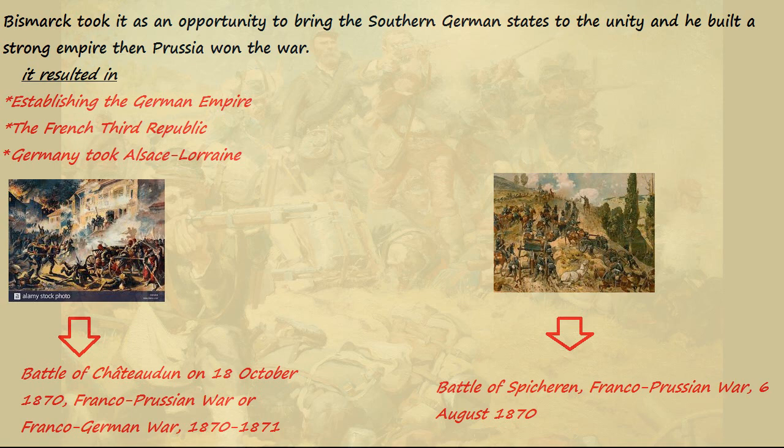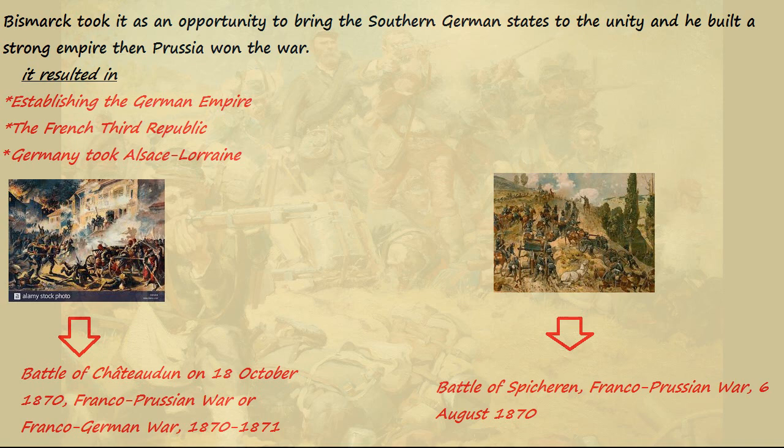Anyways, when he brought all these newcomers from the southern German states, he built a strong empire. He had his empire now. Prussia, of course, won the war. It resulted in establishing the German Empire. It resulted also in the French Third Republic, right? And Germany annexed, took territories of what we call Alsace and Lorraine.